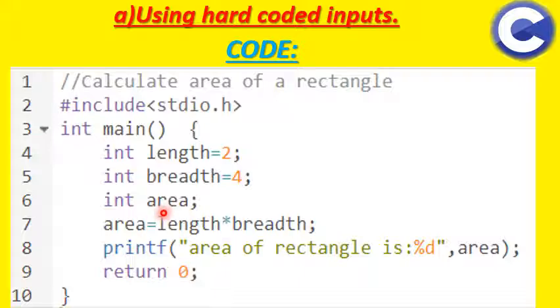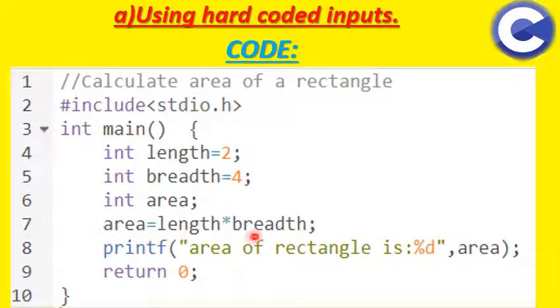So I have declared a variable area and I have not initialized it with any value because I need to calculate it. Since after the calculation I'll be getting an integer value, I have declared it as int data type. So in these three statements I have made three variables: length, breadth and area. Length is initialized as 2, breadth as 4, and area is just declared. This variable is not initialized.